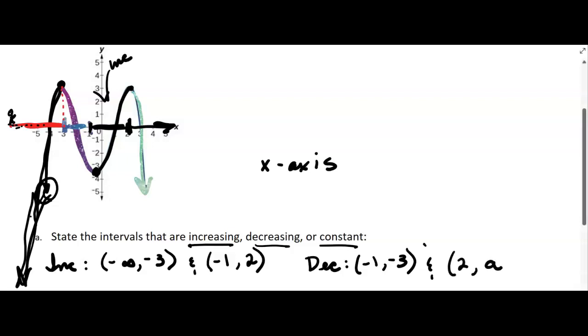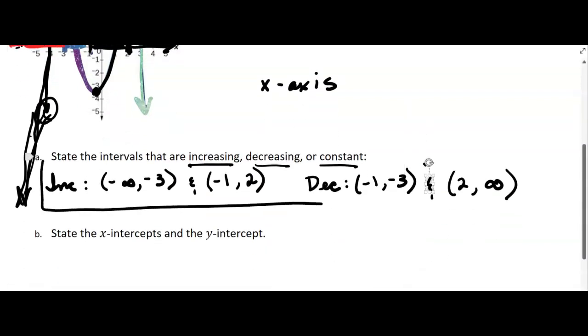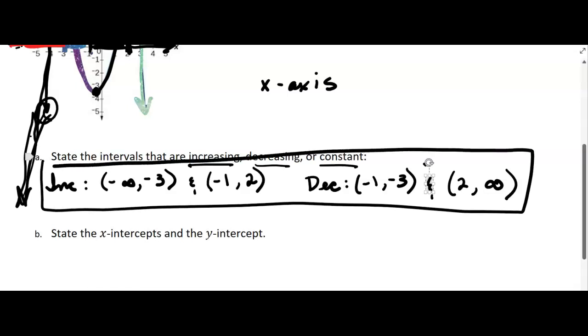2 to infinity. And there are no constant intervals. There were no places on the curve where it was flat. That would be constant, but we don't have any. Okay, so that was the answer there. Or, like I said, some people were a little more accurate in their graph and said something like -0.5 or 2.5 or something like that.